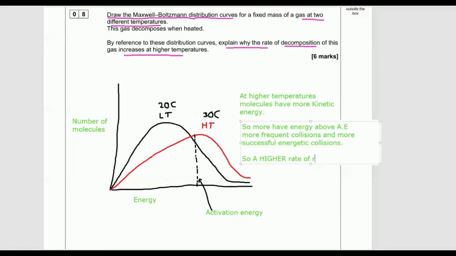So the final answer, at a higher temperature, this is why the rate of reaction or decomposition is higher. So you need to include that more particles have a higher kinetic energy. It's above the activation energy, so we get more frequent and successful collisions. And that will get you your 6 marks.